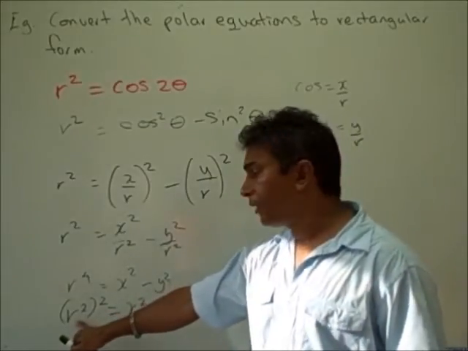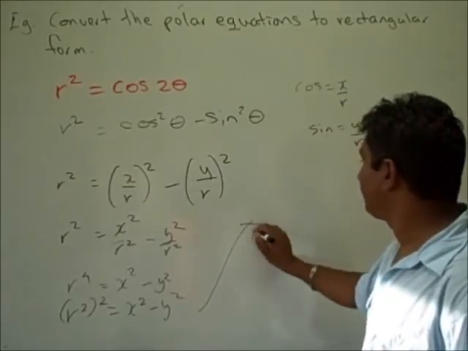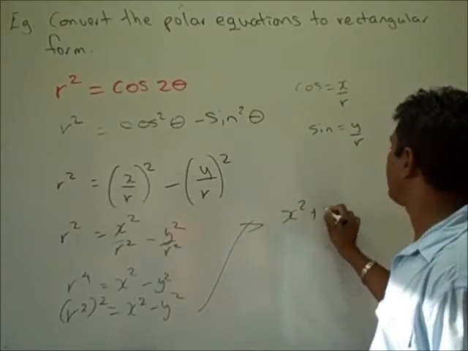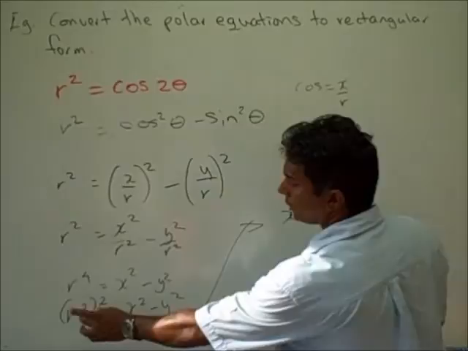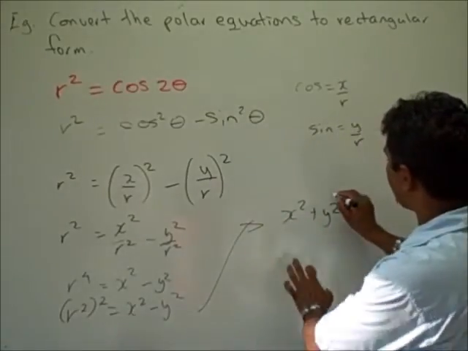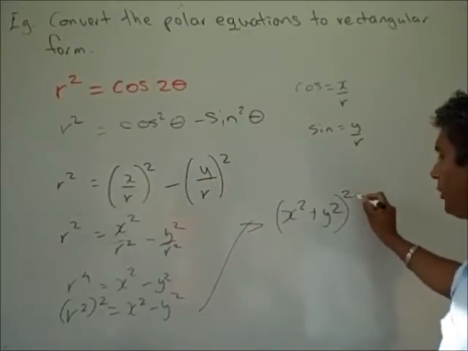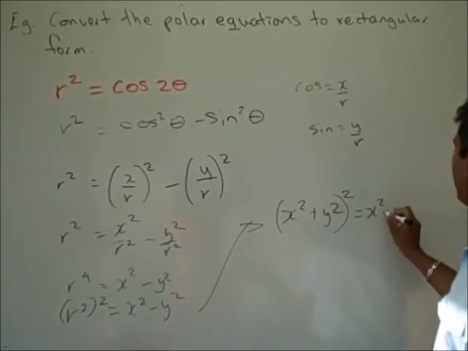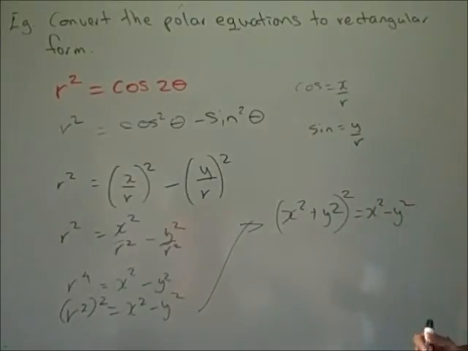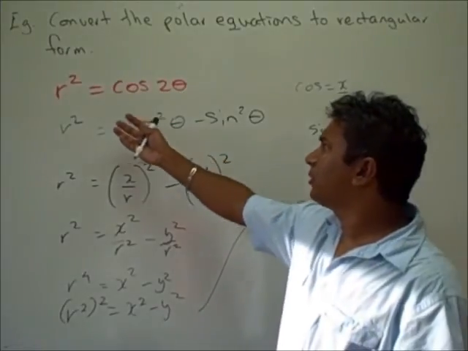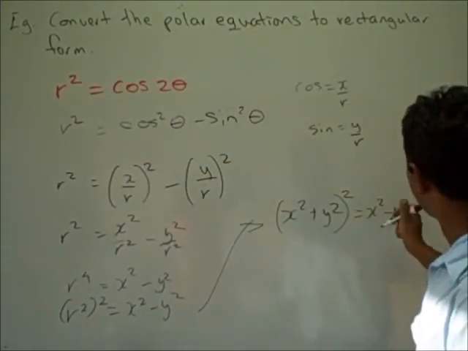We know r squared is equal to x squared plus y squared. So replacing r squared with x squared plus y squared, we have x squared plus y squared all squared is equal to x squared minus y squared. So here I've converted this polar equation to its rectangular form.